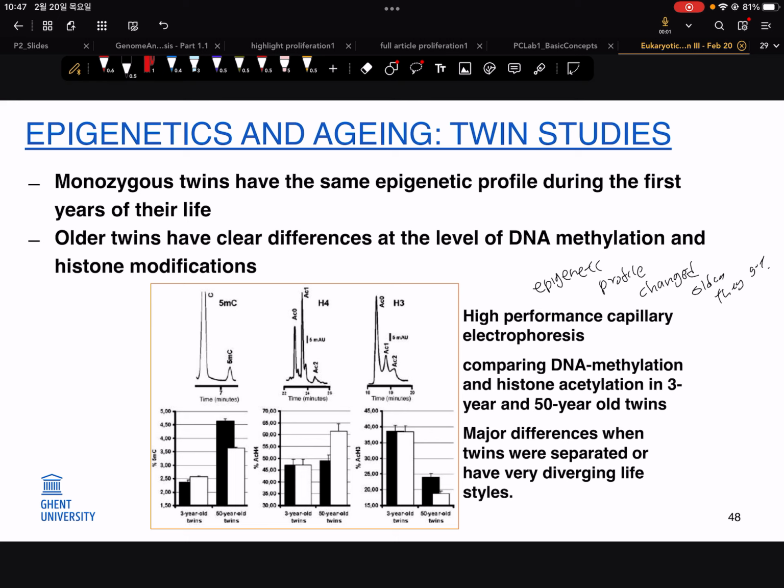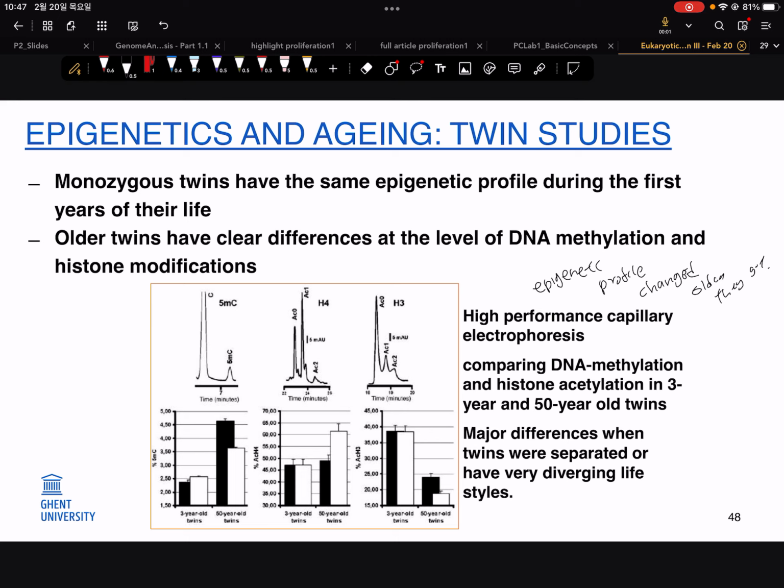This is DNA methylation. So 3-year-old twins in general have about 2.5% of the Cs in their genome methylated. For the 15-year-old twins that were studied here, you see a big difference between 3.5 and 4.5. What you also see here is that in general, over life, we get more and more DNA methylation, all of us.